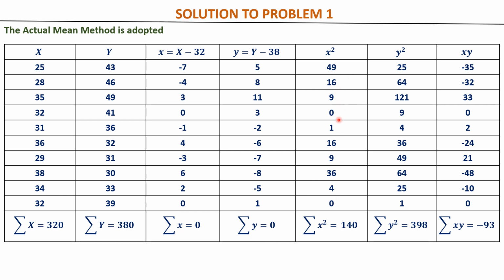And then we proceed with the squaring of x values, getting its total, squaring of y values, getting its total, multiplying the x and y values and getting the total of the product xy. So we make use of these three summations in order to find the regression coefficients, and that's shown in my next slide.